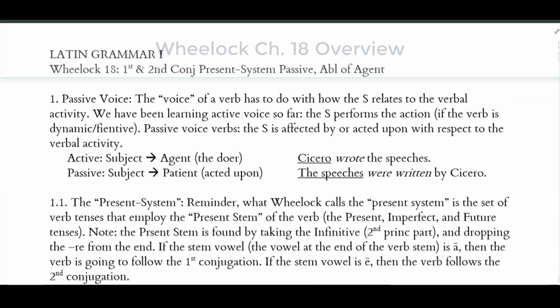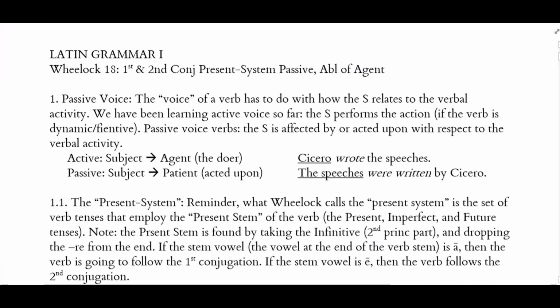So we want to talk about Wheelock chapter 18 here. We're dealing with the passive voice verbs and then what are called ablative of agent. So let's start with passive voice here. The voice of a verb, active or passive, has to do with how the subject relates to the verbal activity. We've been learning active voice so far.